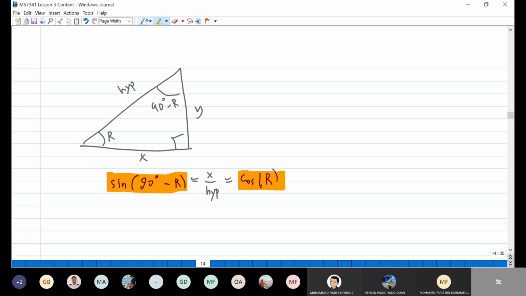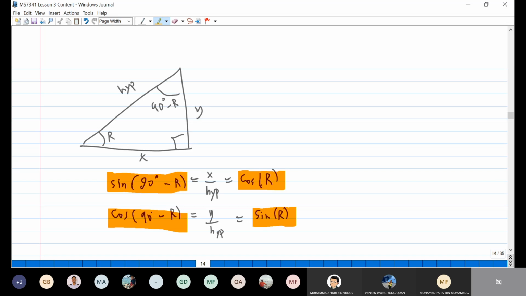Okay, how about the other one? Let's say I want to know what is cosine of 90 minus R. Cosine of 90 minus R is adjacent, which is Y, over hypotenuse. Then this is actually sine of R also. Sine of R is actually Y over hypotenuse, right? So you can make use of that. Cosine of this is sine of R. So from here on, I can simplify my equation.